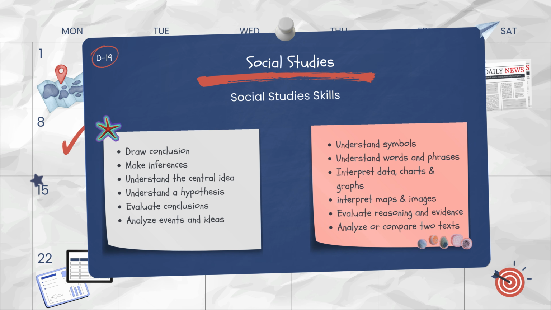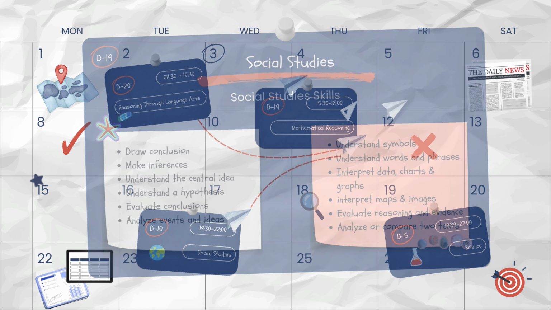So, what kind of skills are tested? You'll need to read charts, graphs, and maps, make inferences, evaluate evidence, and compare different points of view. For example, you might be asked to look at two short passages about government policy and decide which one uses stronger reasoning. Or, you could analyze a graph showing voting trends, then answer questions about what it means. In other words, social studies is less about remembering names and dates, and more about showing you can analyze information and explain it clearly, skills you'll use at work, in college, and as an engaged citizen.